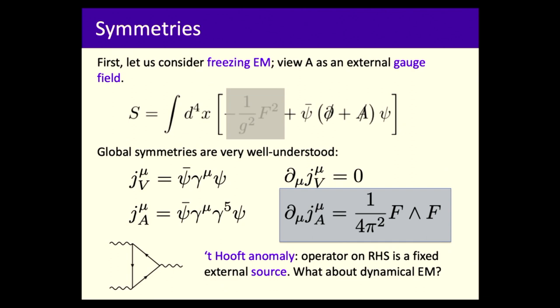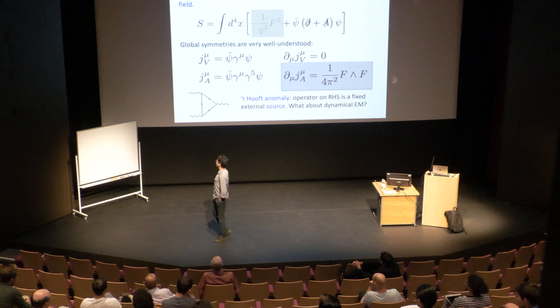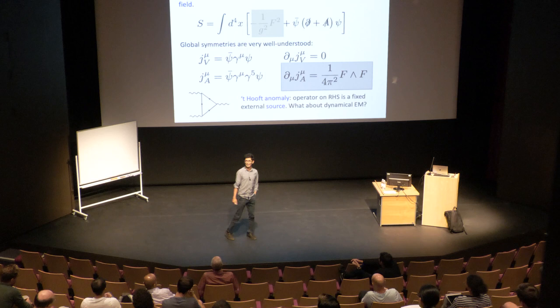I'm going to set the axial source to 0 throughout this talk. This A is the one that couples to JV. In this entire talk, I'm going to set the axial source to 0. You can easily put it back, and everything I'm going to say, it just adds more stuff to the equations.